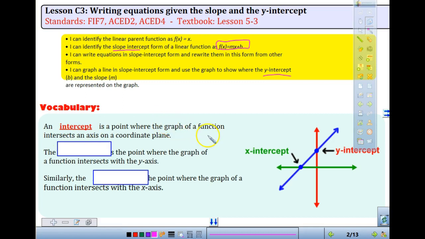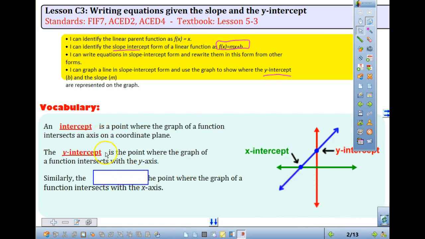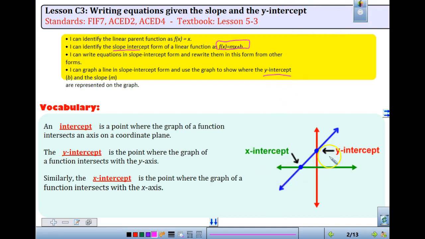An intercept is a point on the graph in which the function intersects the axis on a coordinate plane. Then we have two very specific kinds of intercepts. Where it crosses the y-axis is called our y-intercept, and where it crosses the x-axis is called our x-intercept. So if I'm looking at my intercepts, they also have some other special names that we will use throughout the year. When we talk about our y-intercept, usually it is at 0, and then we use the letter b.